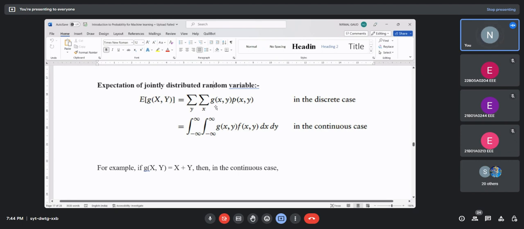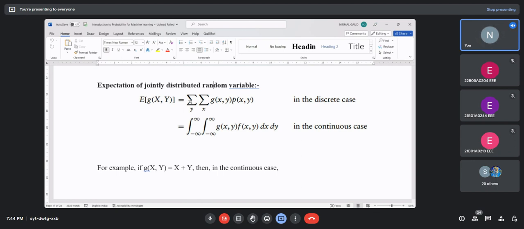For the function, previously for the expectation of a random variable, what were you doing? In case of discrete, you were doing summation of x into p(x), and for continuous, you were doing integration of x into f of x dx. That's what you were doing.